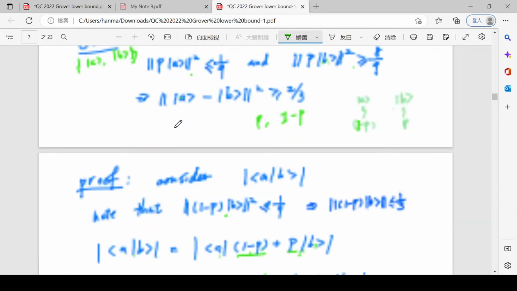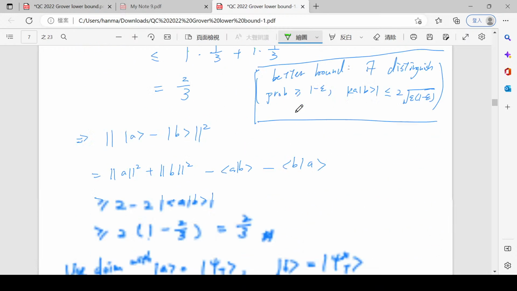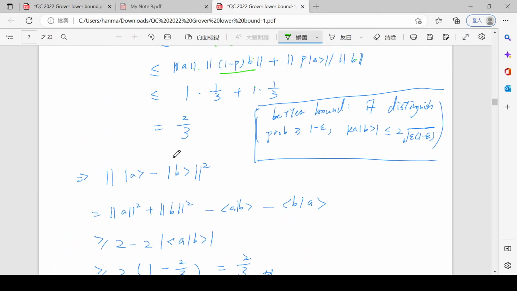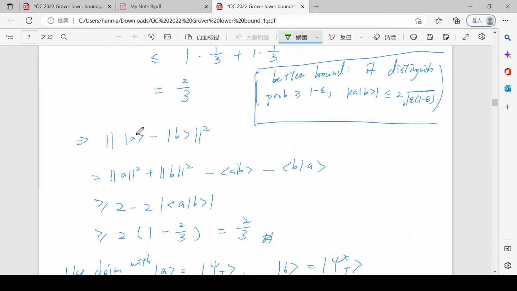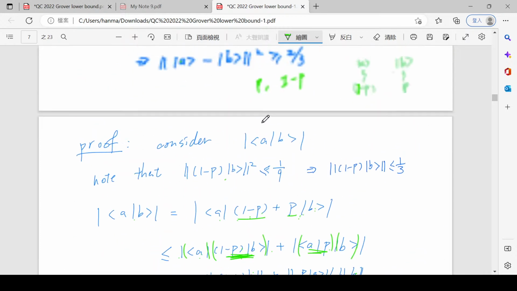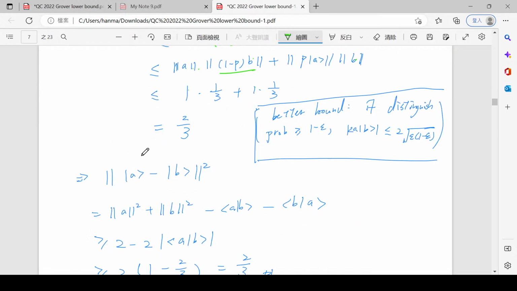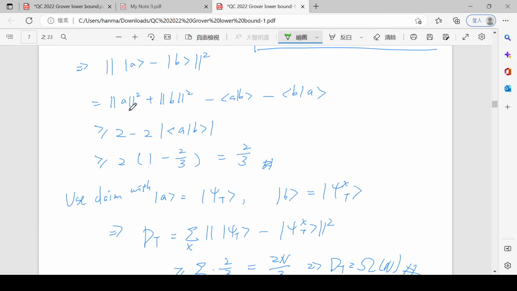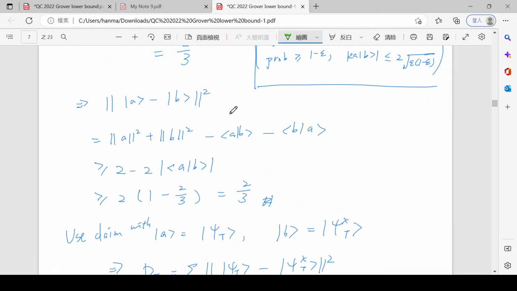But that's the inner product. Then we are going to show the thing that we keep saying: the upper bound on the inner product can be turned into a lower bound on this distance squared. And we just do this by expanding everything out. So A minus B norm squared is equal to A squared plus B squared minus A inner product B minus B inner product with A.